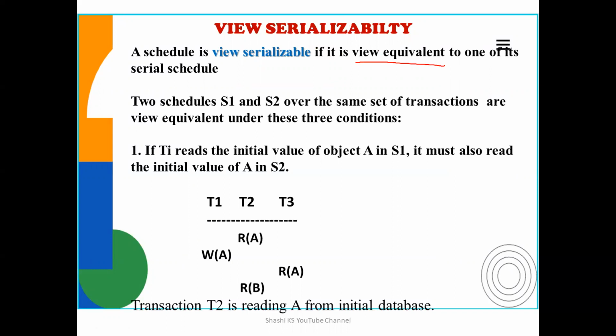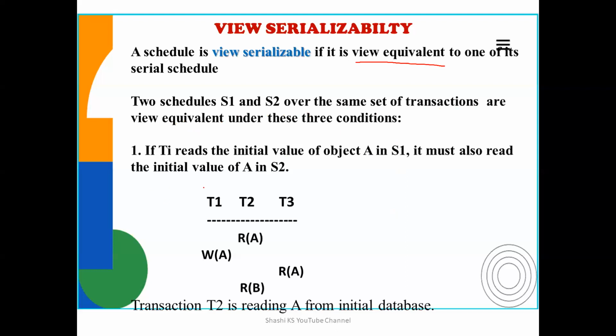Now, what is the meaning of this view equivalent? If a schedule is given to me, how can I prove that it is view equivalent to one of its serial schedules? For this, we have three conditions. If all these three conditions are satisfied, I can say that a given schedule is view equivalent to one of its serial schedules. So two schedules S1 and S2 over the same set of transactions are view equivalent under these three conditions. What are the three conditions?